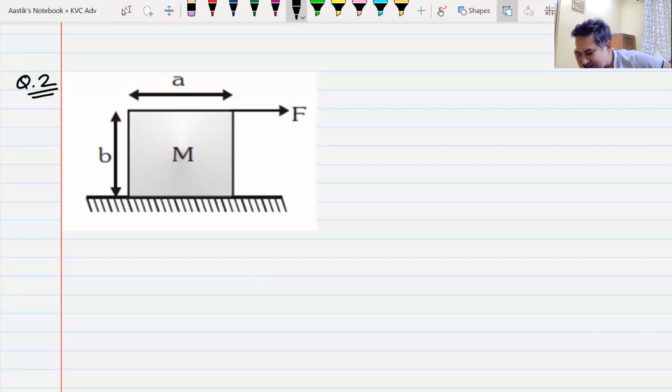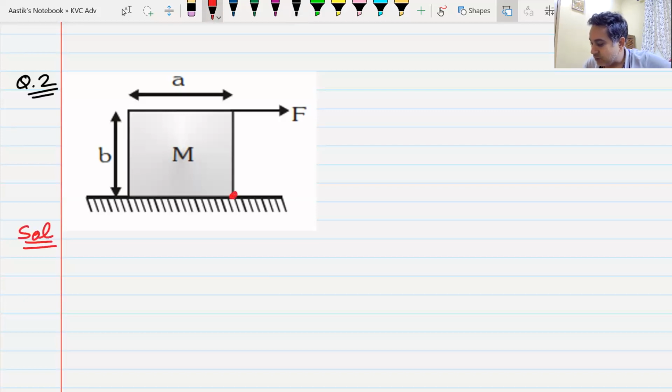What is the condition of sliding? What is the condition of toppling here? Sir, it's mg a by 2b. Mg a by 2b, and that is absolutely correct.